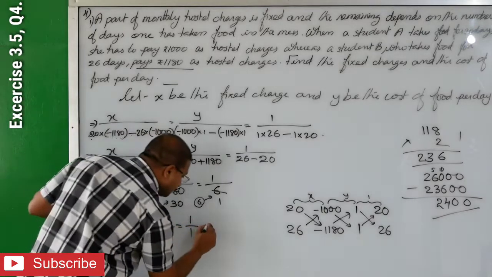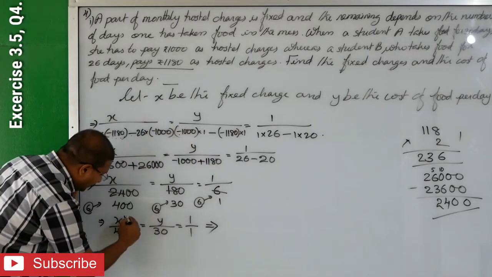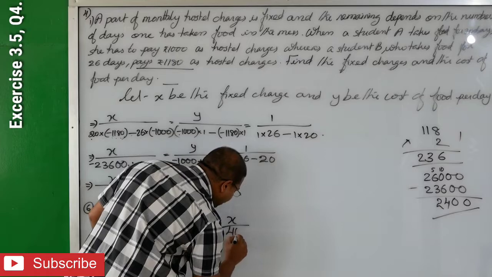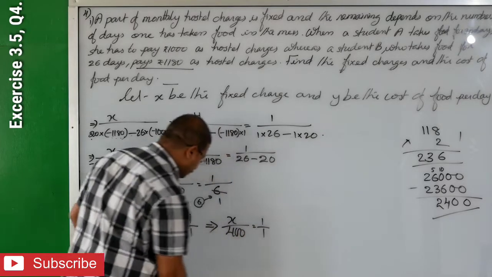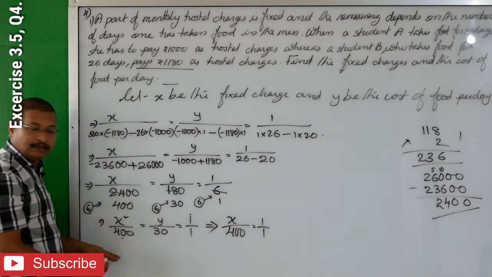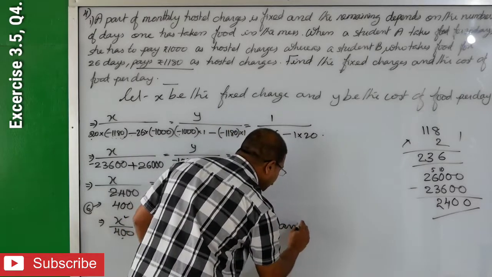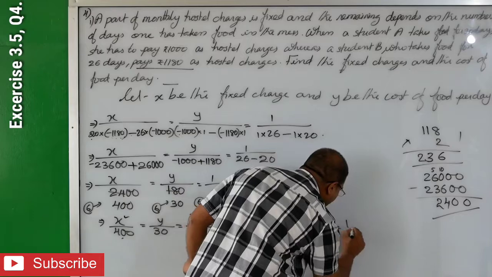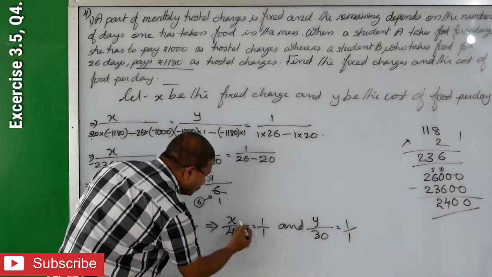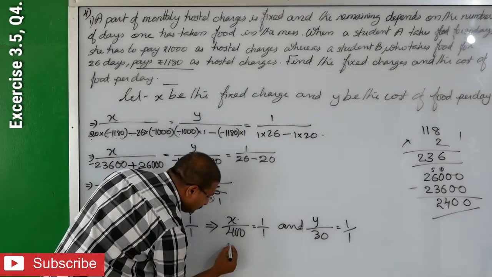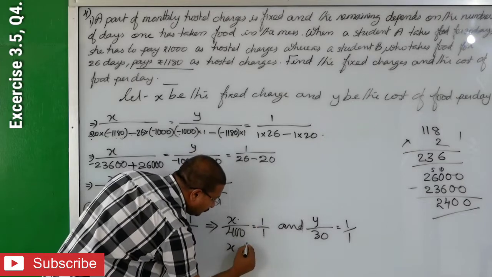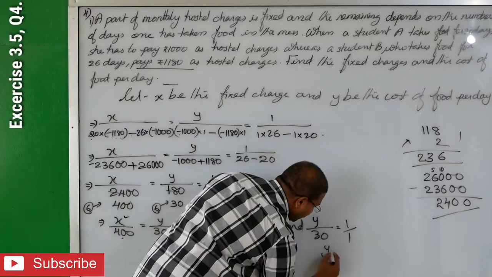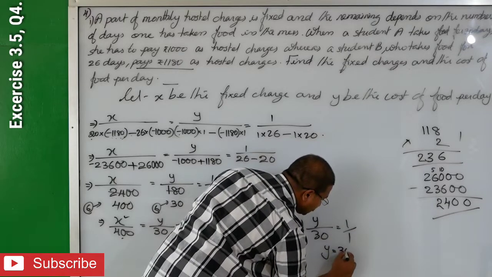Ready? This implies, see, first and last will write. That means x by 400 equals 1 by 1. See, first and last, and second and last. That means y by 30 equals 1 by 1. Let's cross multiply. See, x into 1, x equals 400 into 1, 400. Ready? And y into 1, y equals 30 into 1, 30.